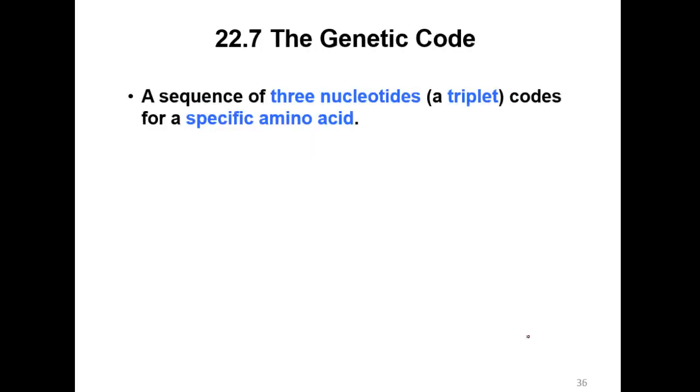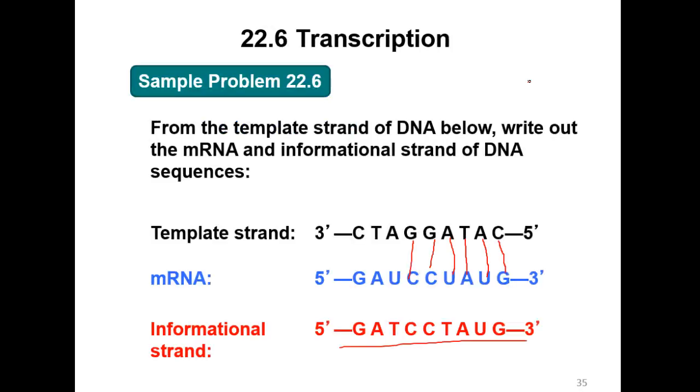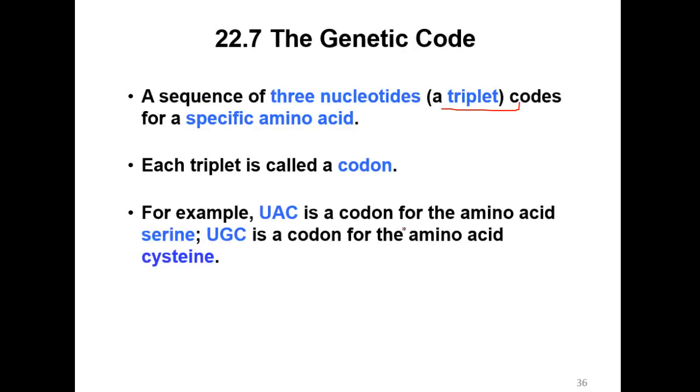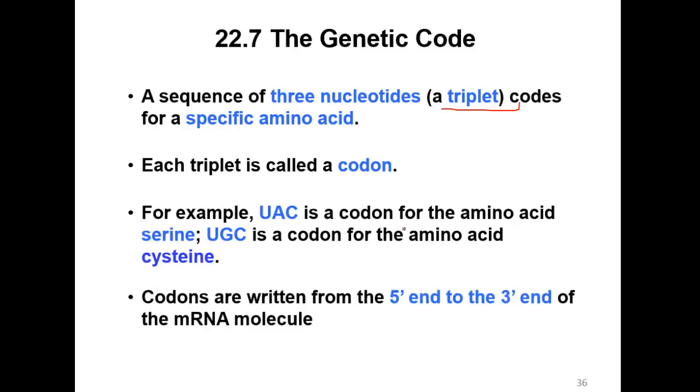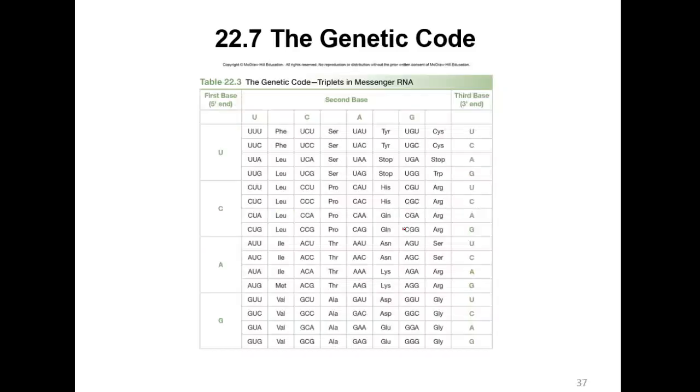A sequence of 3 nucleotides, a triplet, codes for a specific amino acid. This is called a codon. So the triplet is called a codon. For example, UAC is a codon for the amino acid serine, and UGC is a codon for cysteine. Codons are written from the 5' end to the 3' end of the messenger RNA.